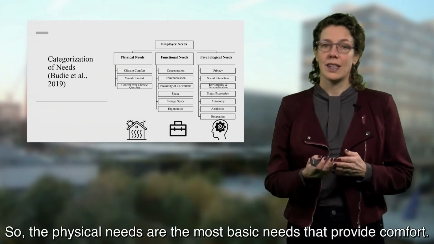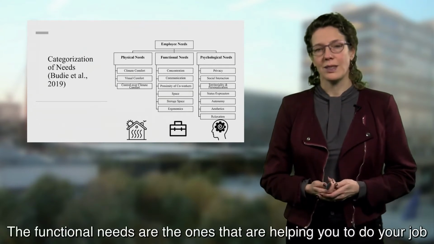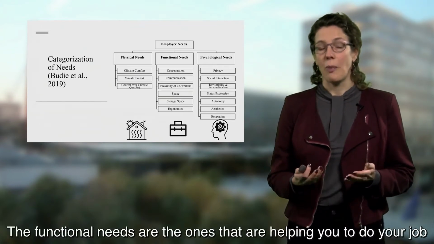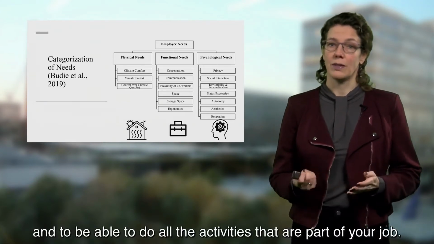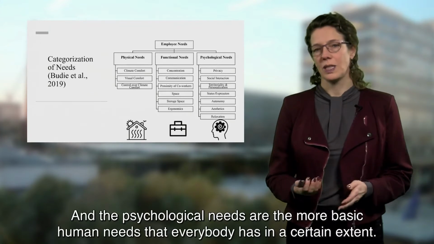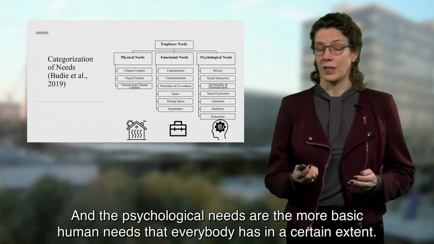So the physical needs are the most basic needs that provide comfort. The functional needs are the ones that help you to do your job and to be able to do all the activities that are part of your job. And the psychological needs are the more basic human needs that everybody has to a certain extent.